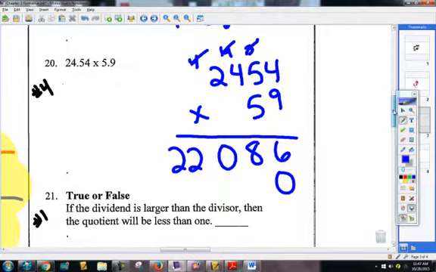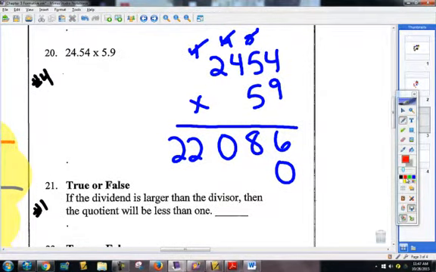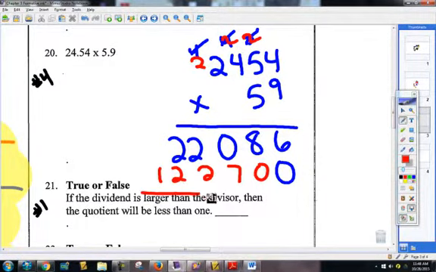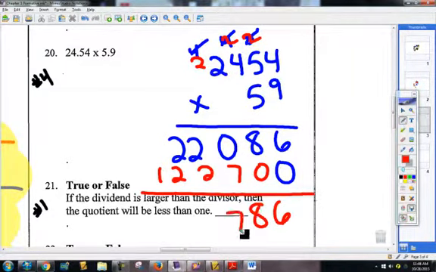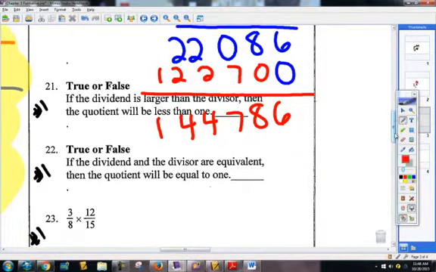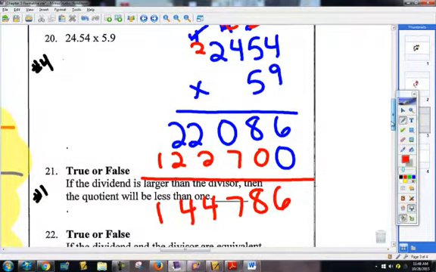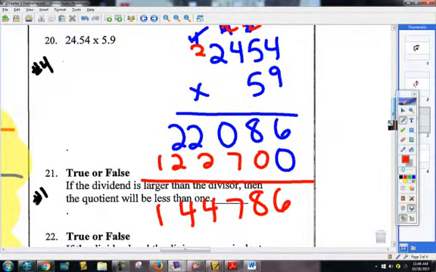Now again, I like to change colors when I'm doing this, just so you guys can kind of visualize it. Now I'm doing 5 times 4, that's going to be 20. Carry 2. 5 times 5 is 25, plus 2 would be 27. Carry 2. 5 times 4 would be 20, plus 2 would be 22. Carry 2, 10, 12. We end up getting 144,786, right? That's the answer to that particular problem, but now we've got to stick those decimals back in.